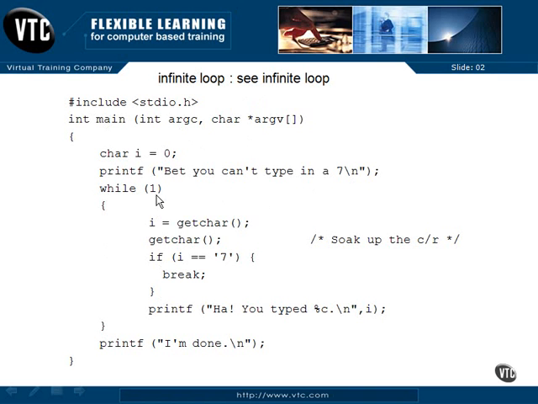We're going to say while 1. 1 is non-zero, always true. This is an infinite loop. There is no way out of this loop once it starts. Well, we've got a way out.